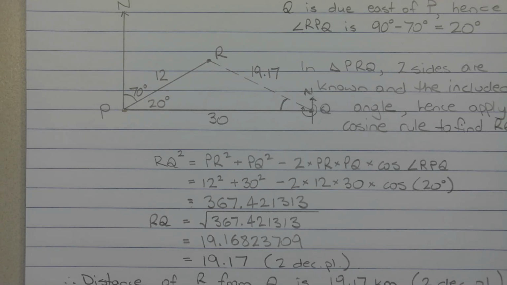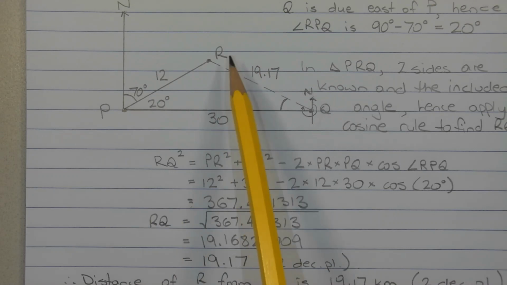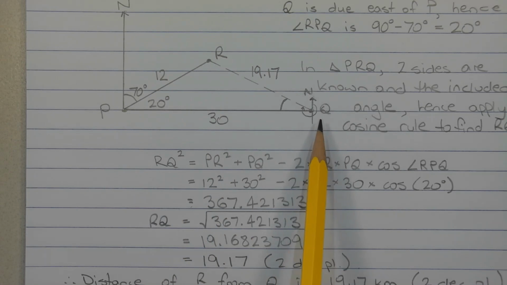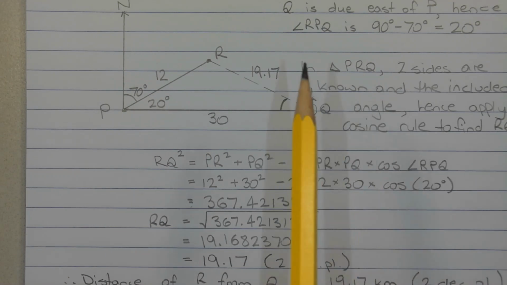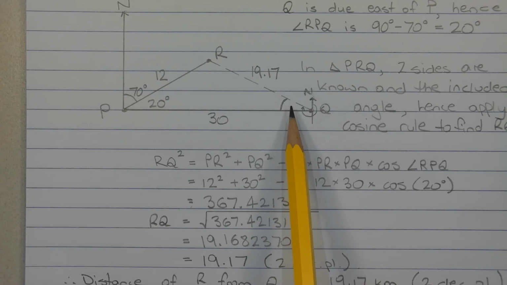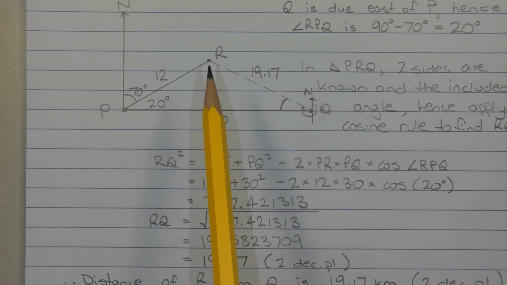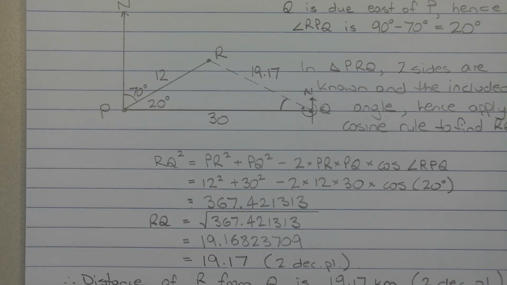In order to do that, we can either use the cosine rule for unknown angles or the sine rule. Since we have three known sides, we found RQ in part 1, which was 19.17 kilometers, and we have angle RPQ, which is 20 degrees. I'm going to use the sine rule to find angle RQP and then add that on to 270 degrees to find the bearing of R from Q.